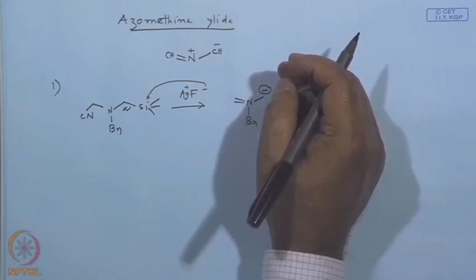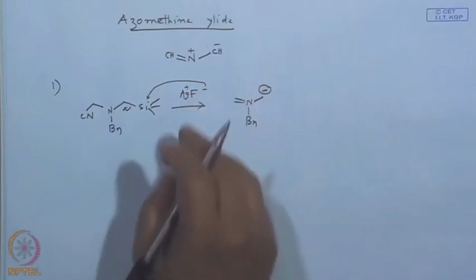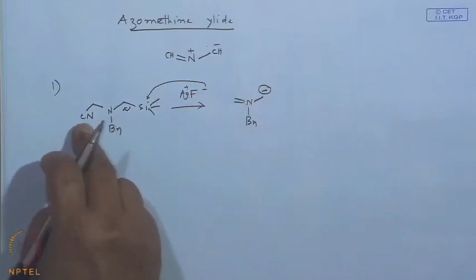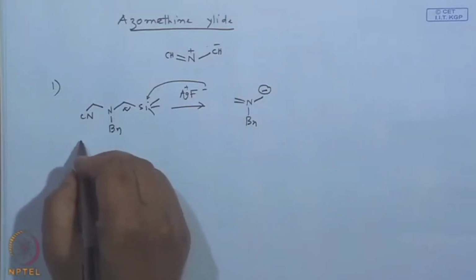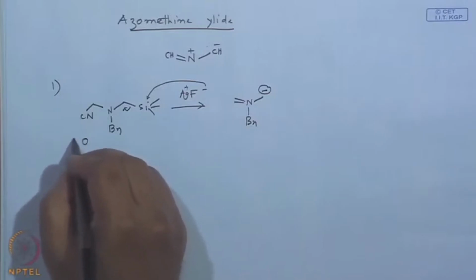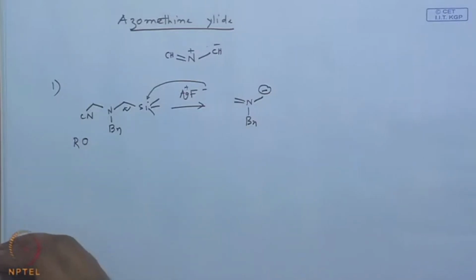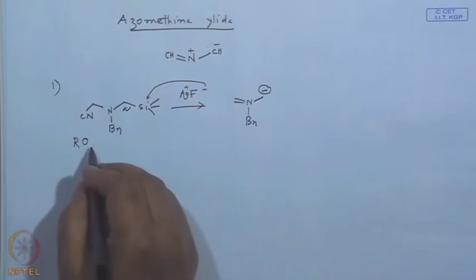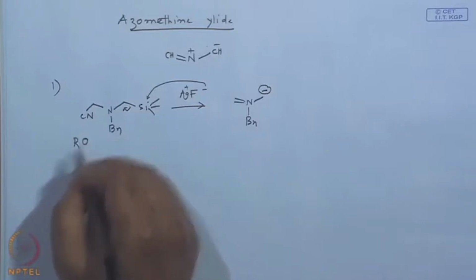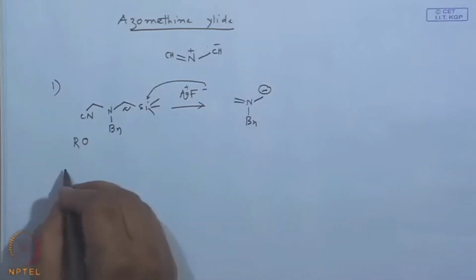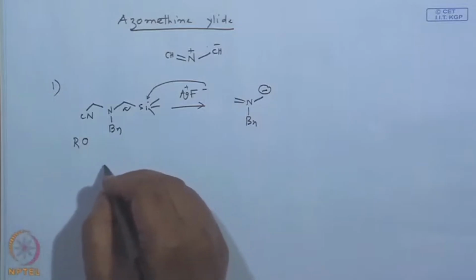Instead of this cyano, you can also have OR, alkoxy. That means a group poorer than the OH groups, etc. So, alkoxy, all of you know, is a leaving group, and that means cyano can be replaced by alkoxide, and there is another way of making it.